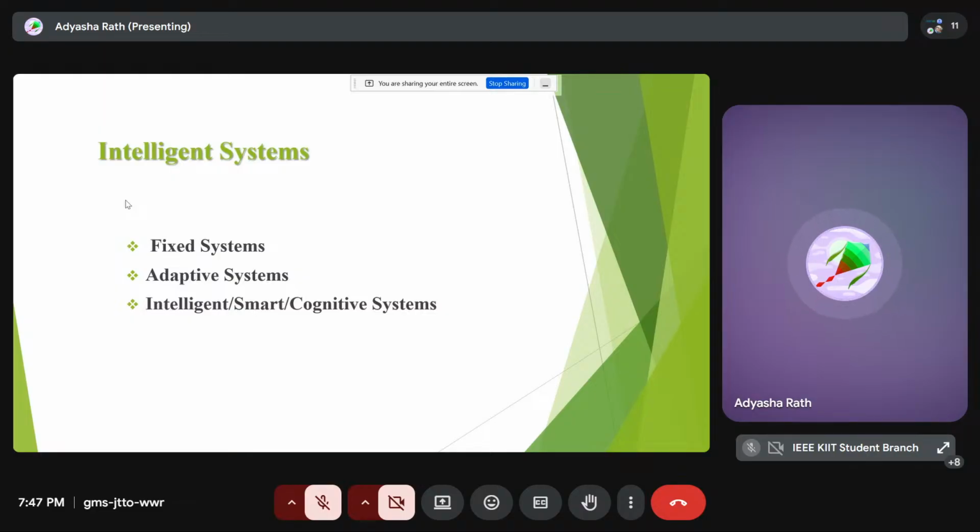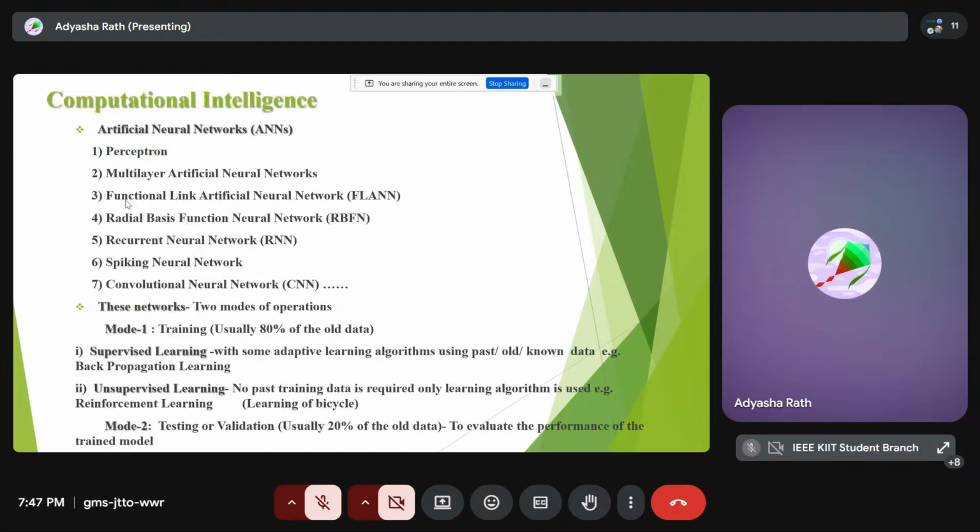Then after that, what is intelligent? An intelligent system means it can learn, it can reason, it can make decisions, it can solve problems. For example, ML and AI algorithms. So it can generalize to unseen data. So this is called intelligent, smart, or cognitive.